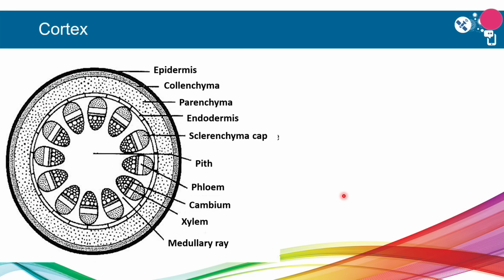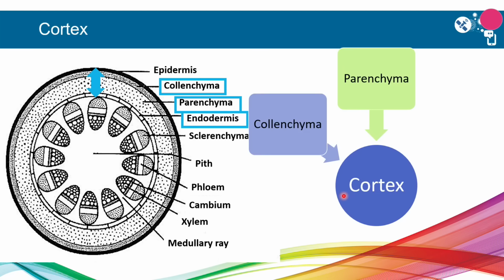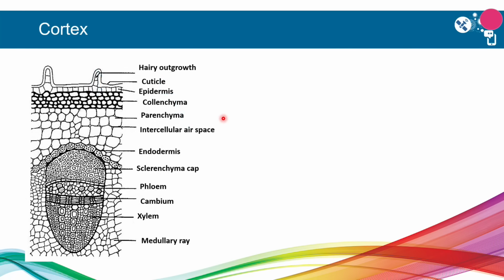Then moving over to the cortex area. So the cortex is made up of collenchyma tissue and then also parenchyma tissue. Oh, and then also the endodermis. Right, so those are the three parts that make up this cortex. And we'll just quickly also be looking at their individual functions.